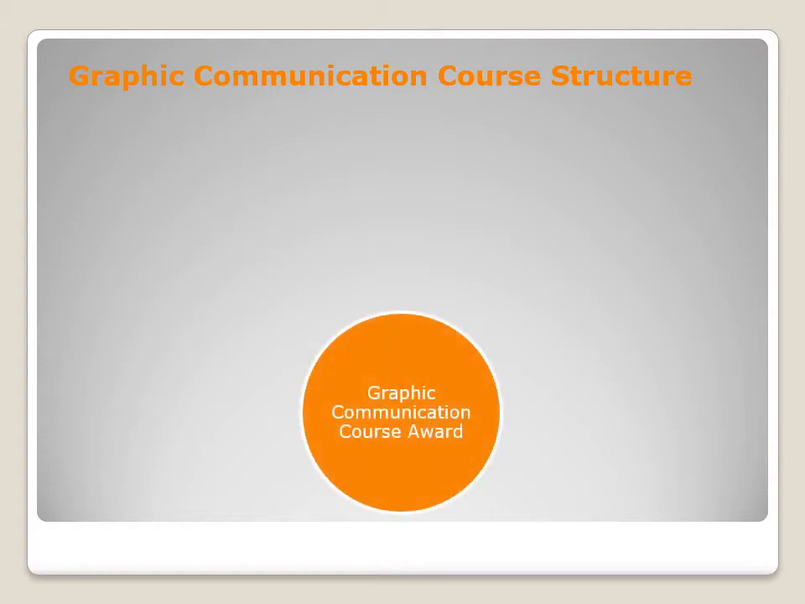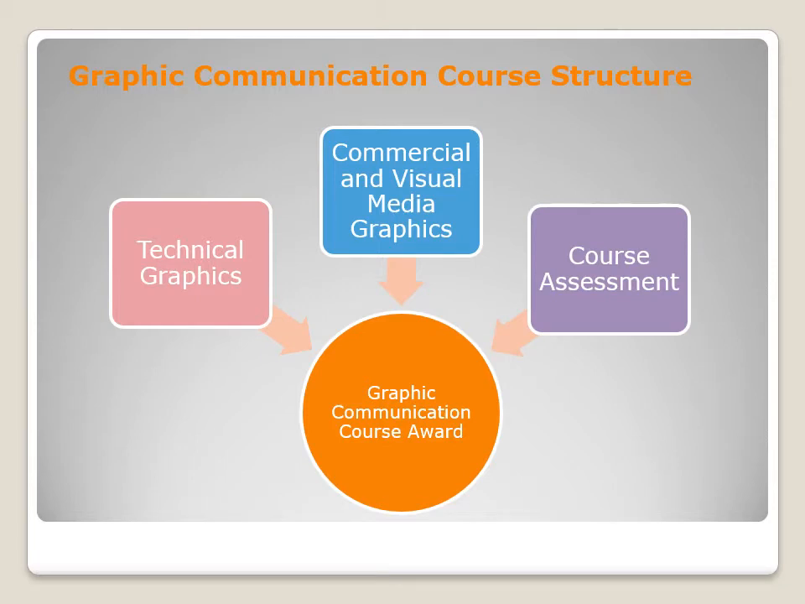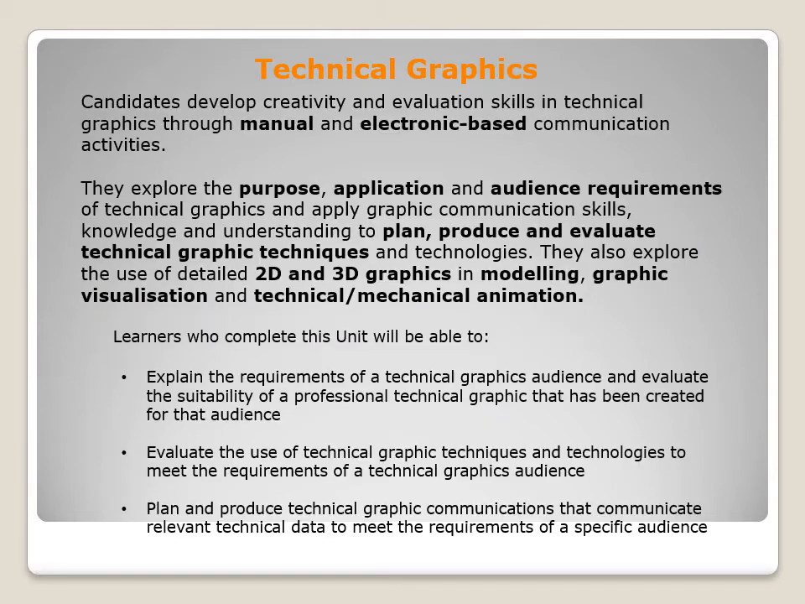The course structure of the Advanced Higher Graphic Communication course is as follows. To gain the award, you must undertake and pass the following units: Technical Graphics, Commercial and Visual Media Graphics, and then lastly, the course assessment. Taking each one of these in turn, looking at technical graphics first.